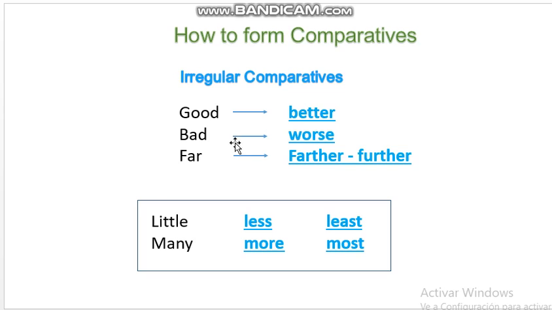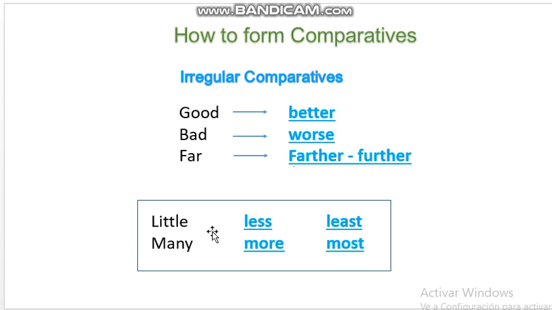Now we are going to talk about irregular comparatives. We have three irregular comparatives that we have in the book. Good becomes better. We don't say gooder. It's a mistake to say gooder or badder, which we have to change. We have to be careful to use for good, better, for bad, worse, and for far, further or farther. It's the same. It's correct to use both of these for the comparative of this adjective.